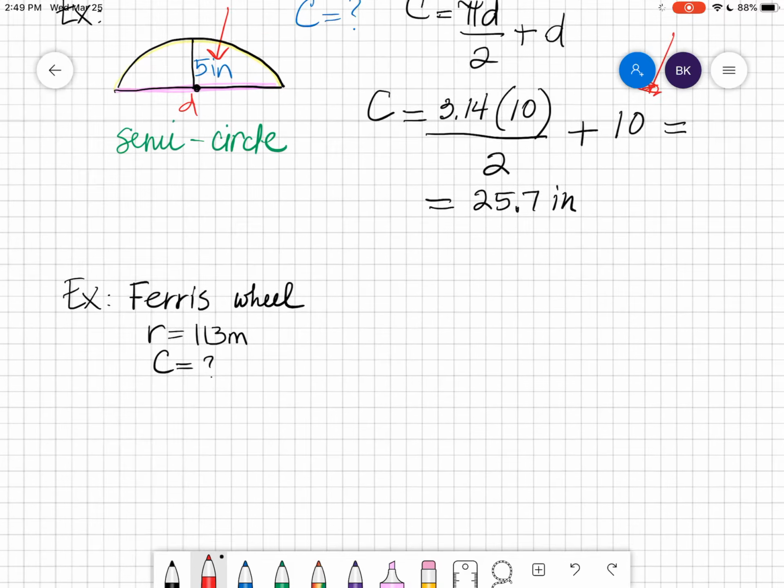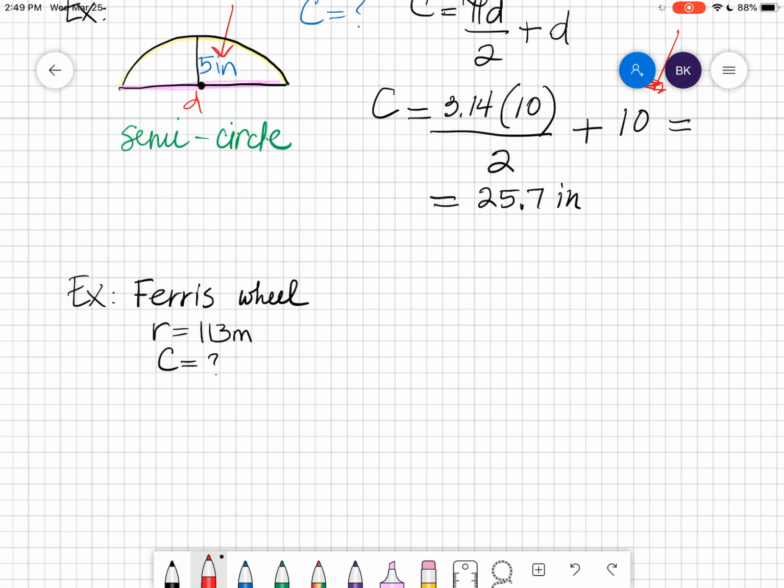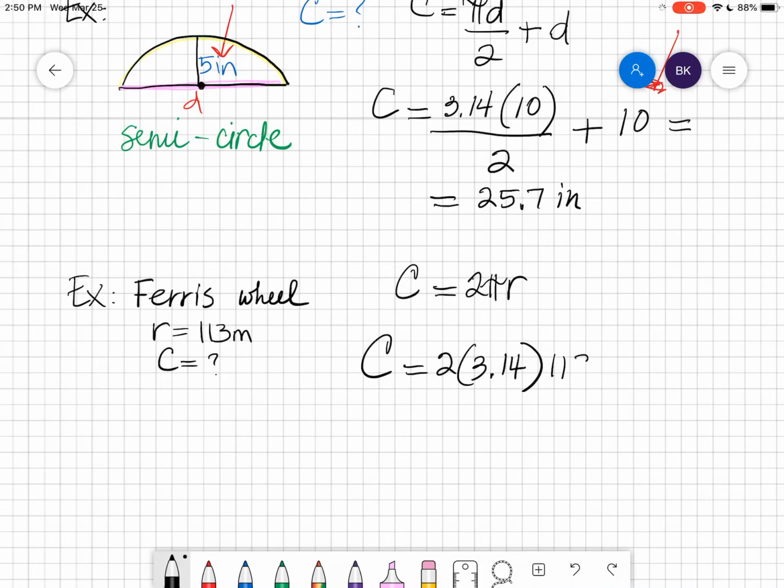The final problem that we have is a Ferris wheel. I don't have a picture for you, I'm just telling you there's a radius, and you need to find the circumference. Again, I'm going to use the formula C equals 2 pi r, and plug the numbers in. 2 times 3.14 times r, 113 meters. I'm going to multiply them all together using a calculator, and the answer is 709.64 meters.